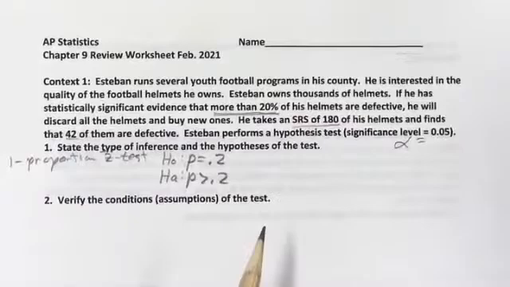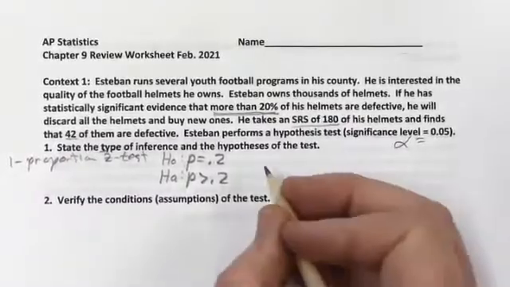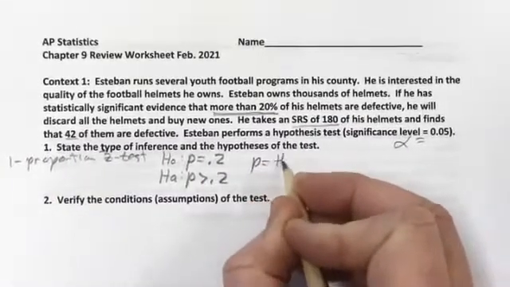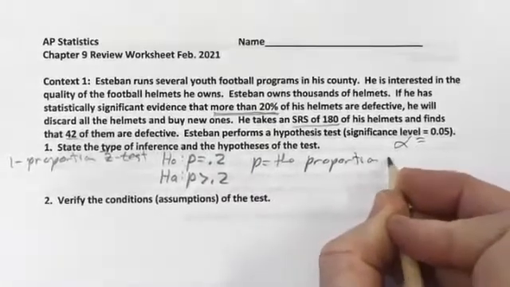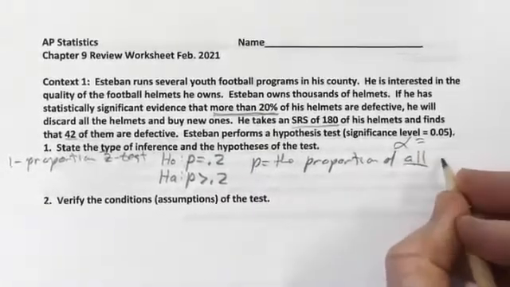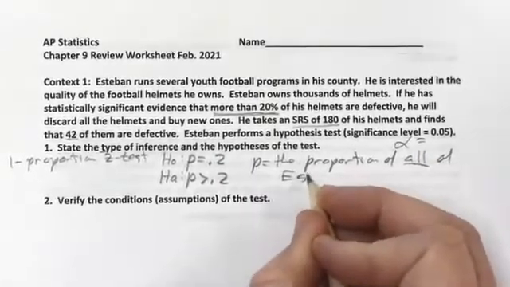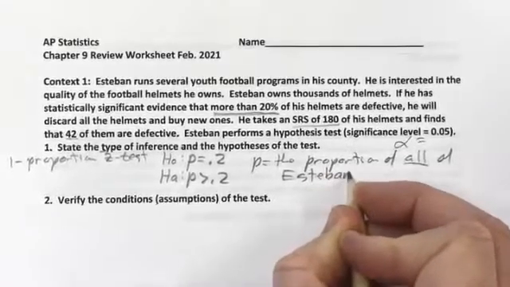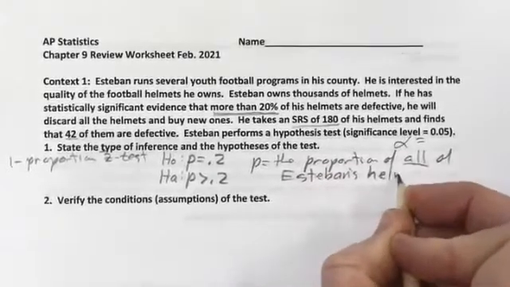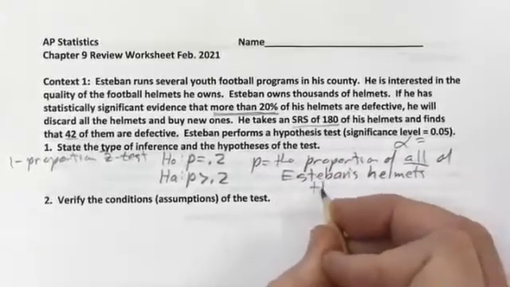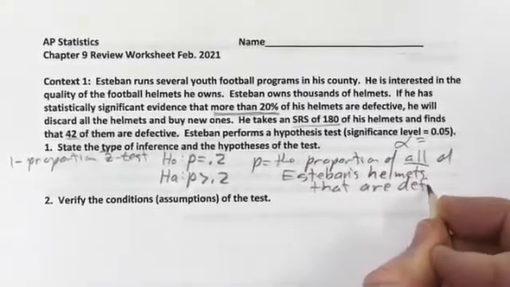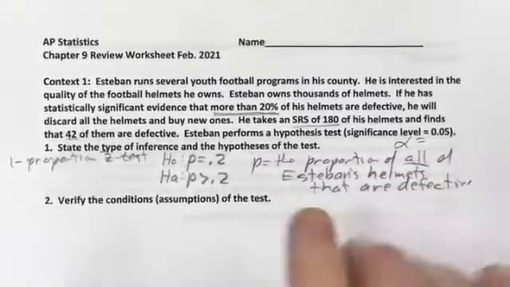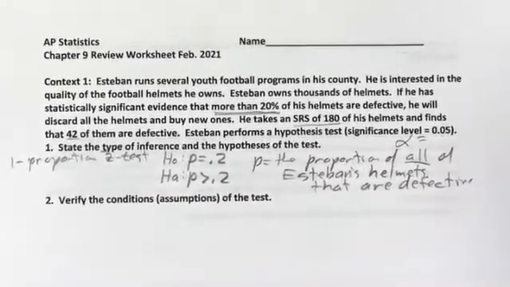Okay, greater than 0.2. And then you have to define p. p is equal to the proportion of all of Esteban's helmets that are defective. And there we go. That's how you do the hypotheses.